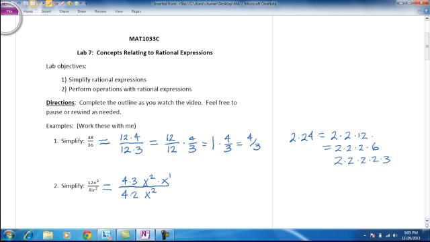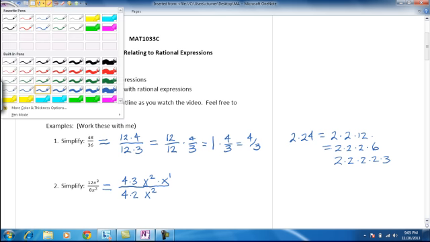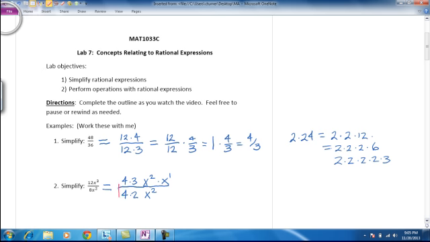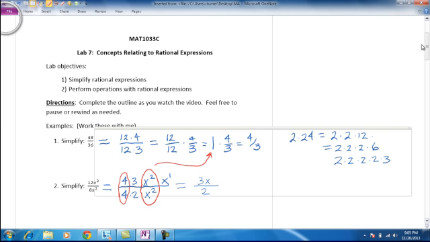Now once I have that, I can see cancellation on the 4's and cancellation on the x squareds, because those are equivalent to 1 like we saw up here, the same way that 12 over 12 was. That's going to leave us with just 3 times x up top and just 2 down below. So 3x over 2 is my result there.